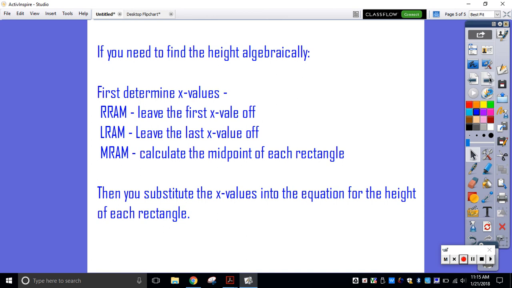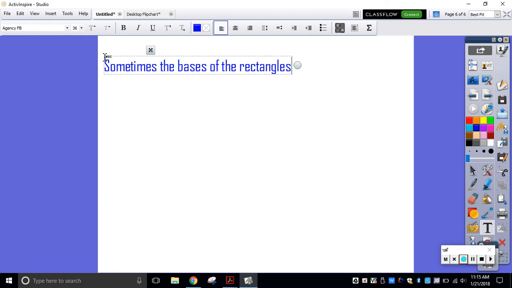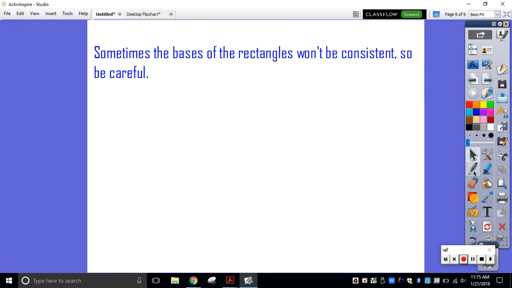And then the last front load of information is just a word of caution. Sometimes the bases of the rectangles won't be consistent. AP loves throwing that at you, where you're so used to each rectangle having the same width that you don't really pay attention. So if that's the case, just be careful and don't assume that the widths are all the same. We'll look at examples like this in class, so it'll make more sense once you see an example of what I'm talking about. So again, this is just front loading some information.